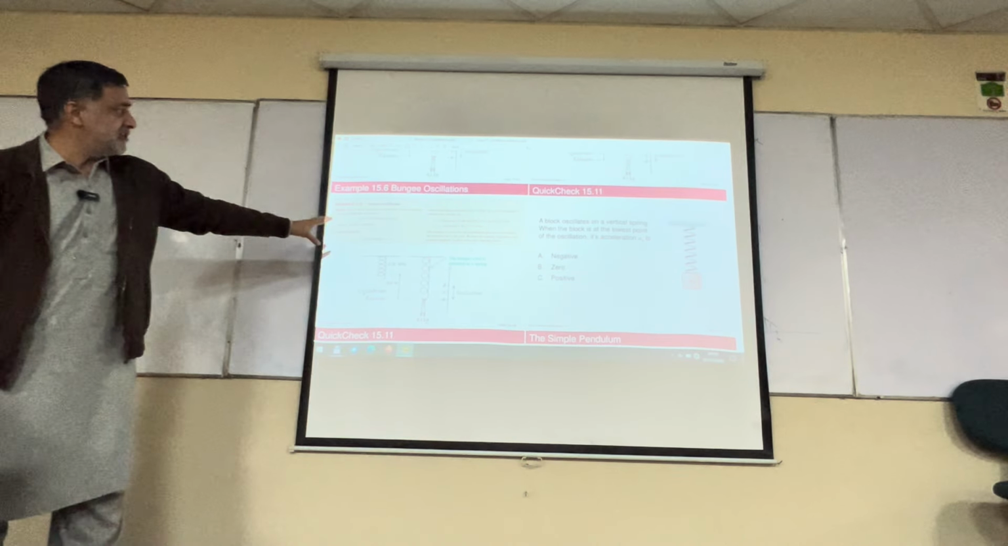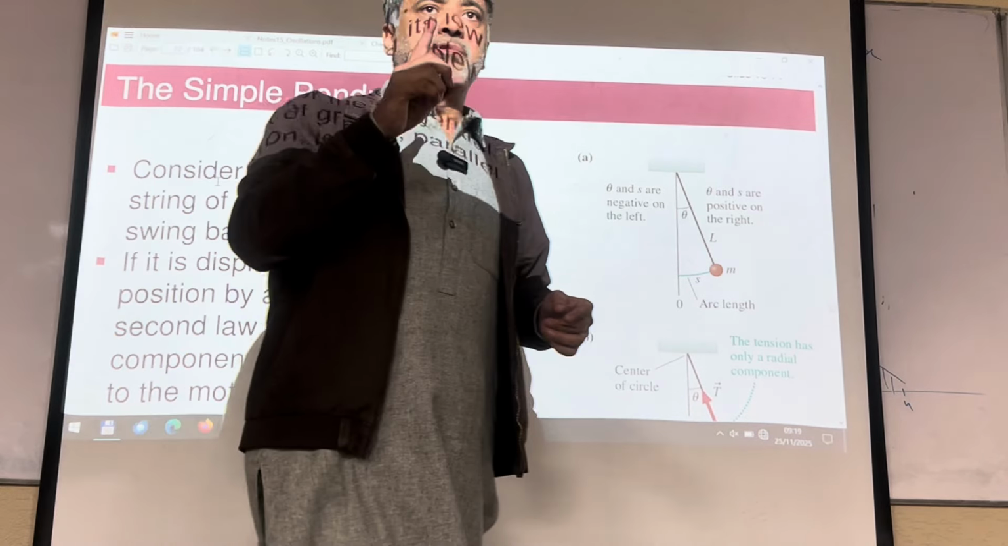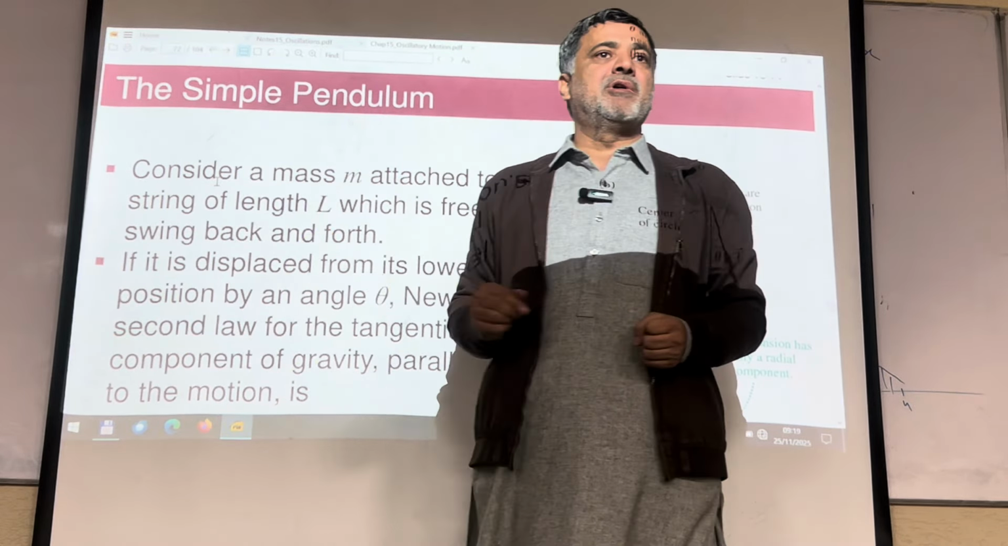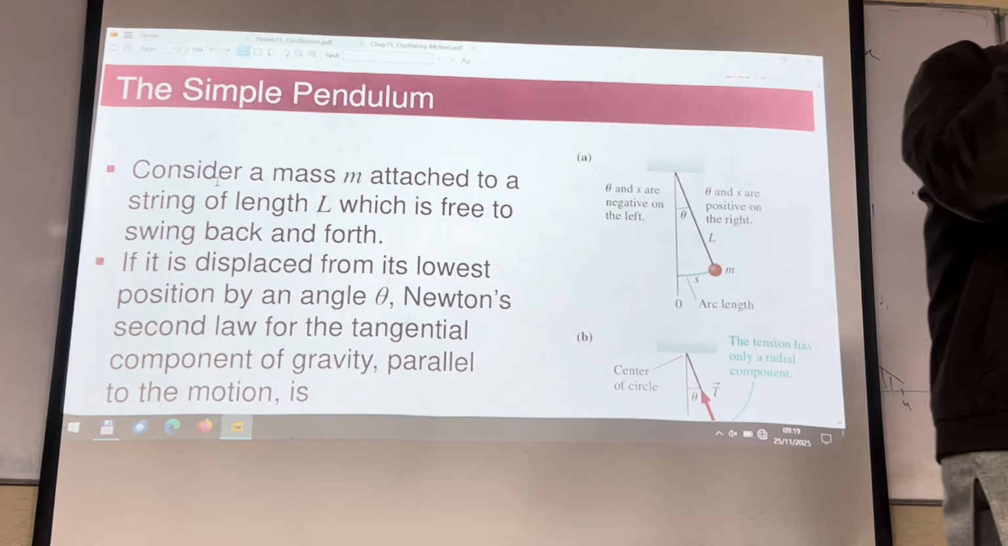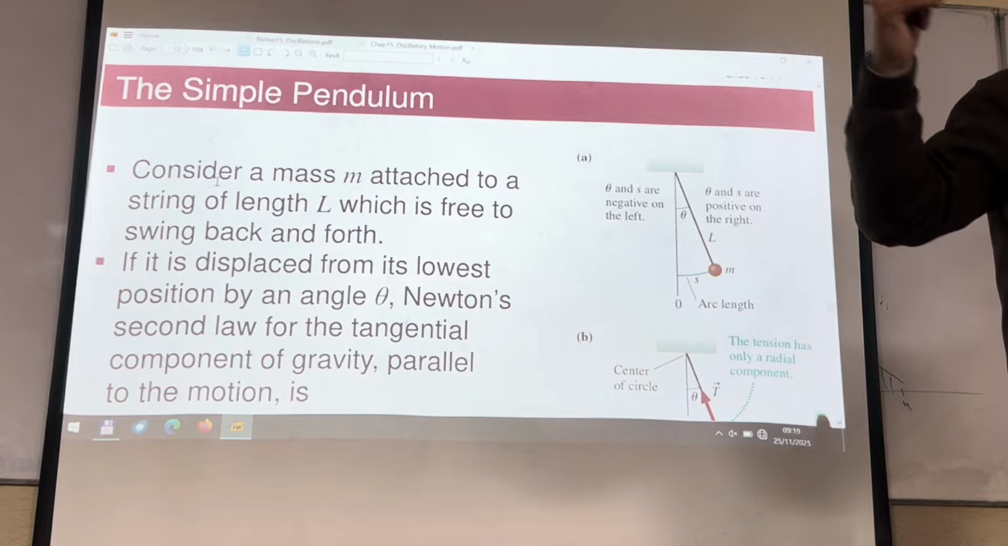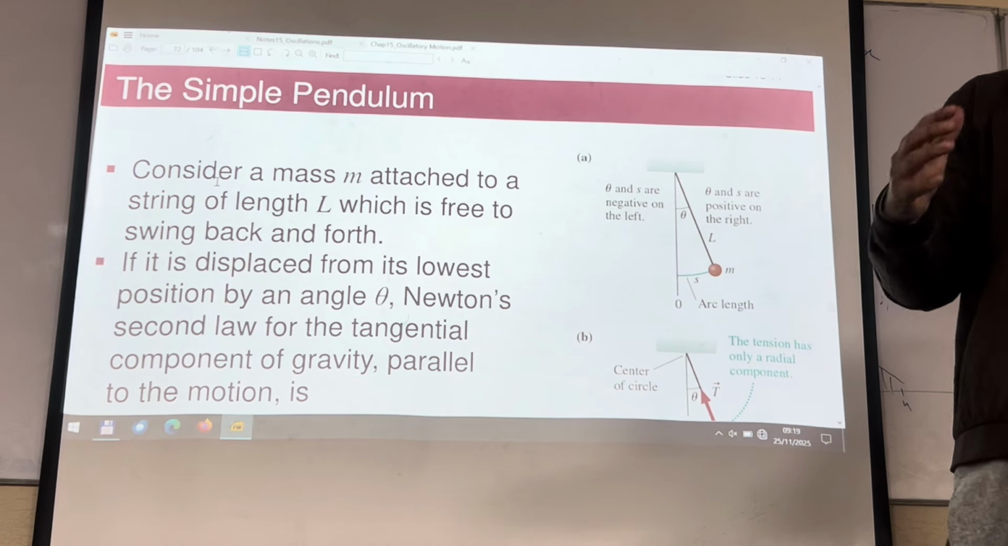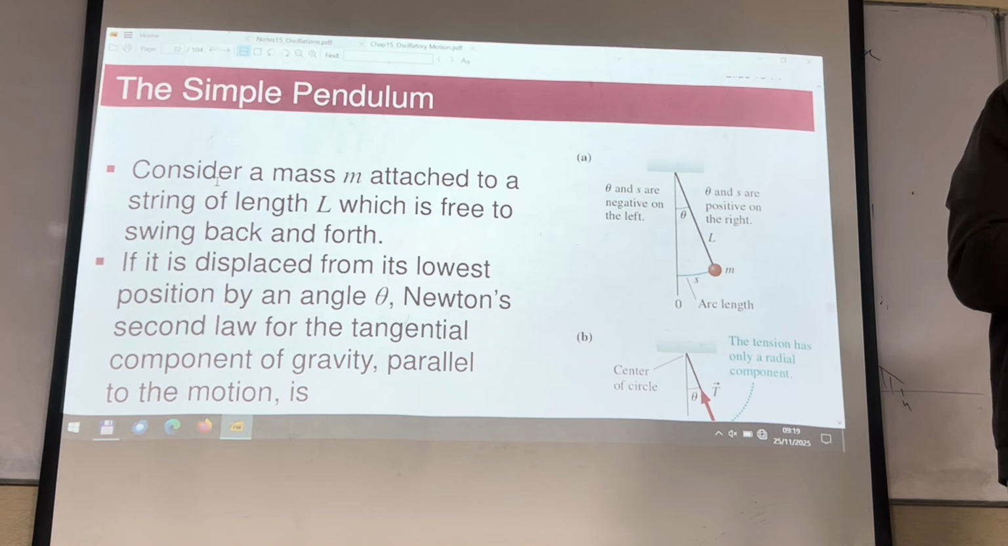Yeah, they're very easy. So simple pendulum is the next example, right? Everyone knows what a pendulum is, right? But we need to understand simple. Why do we call it simple? Just like simple harmonic motion, we call it simple pendulum because this will give us simple harmonic motion. That's the reason. So it's not a complicated pendulum.